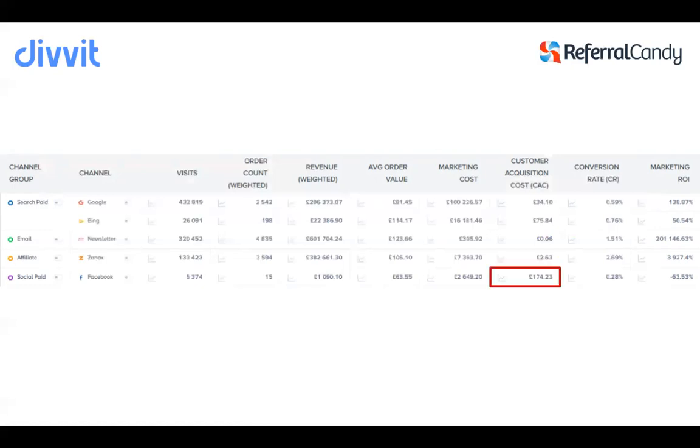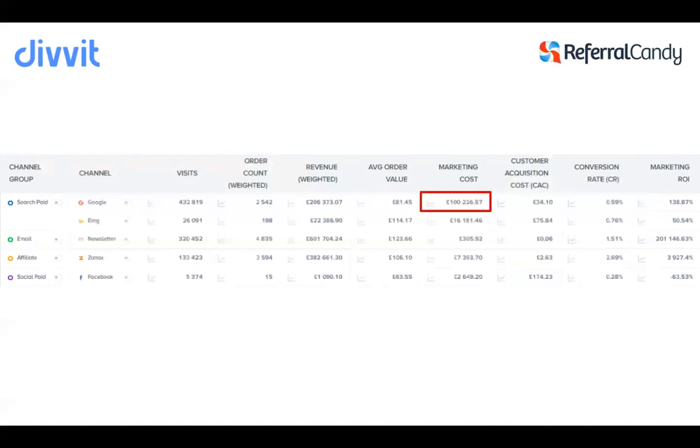The first thing that really jumps out at me is the customer acquisition cost for Facebook ads. That's crazy high. 174 pounds for a new customer with a 0.28 conversion rate. This channel isn't doing a whole lot for you. It's got the highest CAC, lowest revenue, lowest AOV, even the lowest visitor count. We can really determine that this channel is maybe not working right. And this could be a targeting issue. It could be several different issues. The point is that maybe it's time to move budget away from this channel in particular.